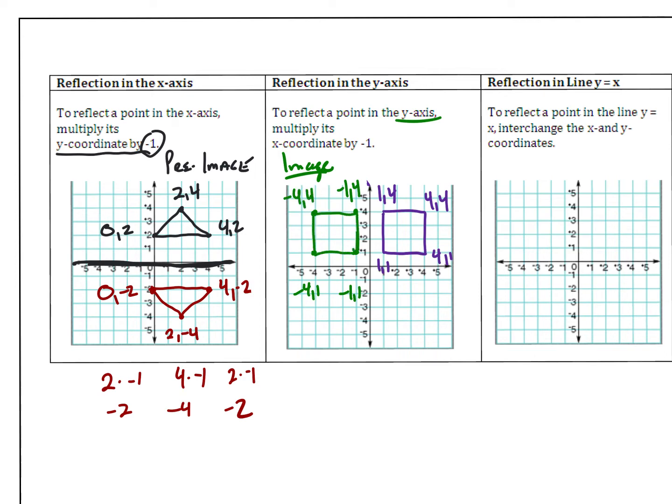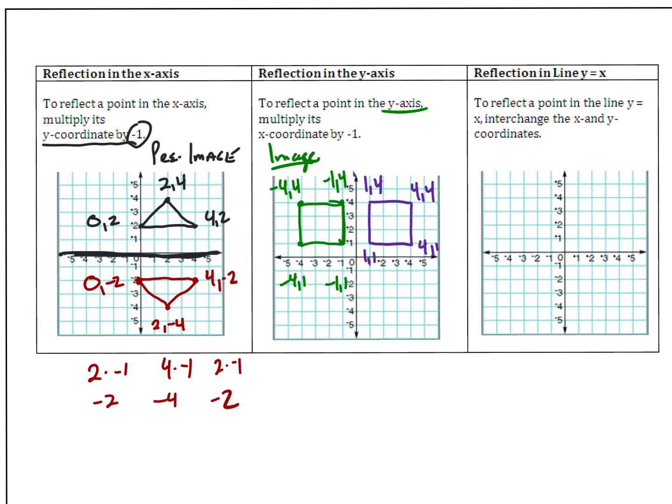That might be a little bit better example for you than that first one. So for the x and the y, all I do is multiply the other coordinate by -1. That's all I do. So if I'm going over the x-axis, the y's are getting multiplied by -1. If I'm going over the y-axis, the x's get multiplied by -1.